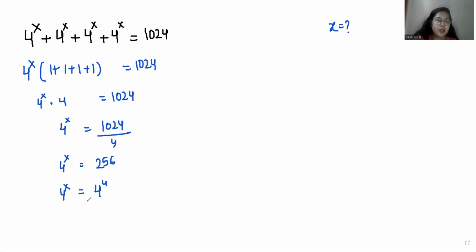Now if we compare both sides, if the bases are equal, their powers are also equal. So the value of x is 4.